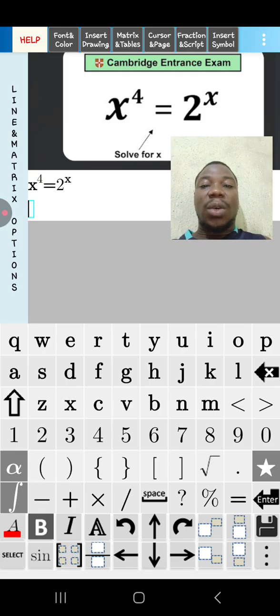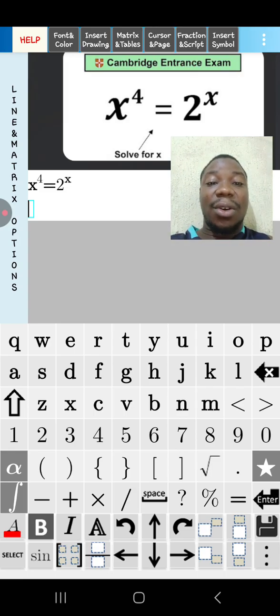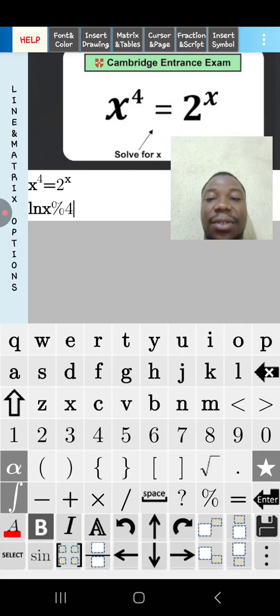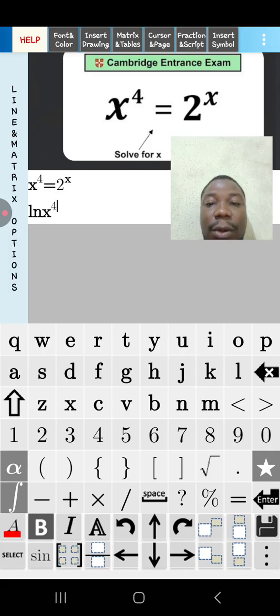easily. So what we do is, when you have something like this, you take the Naperian logarithm of both sides. And what's the meaning of Naperian logarithm? It means ln, the logarithm of a number to base e. So we have ln of x raised to the power of 4 equals the ln of 2 raised to the power of x.